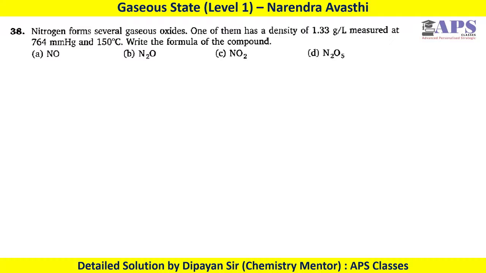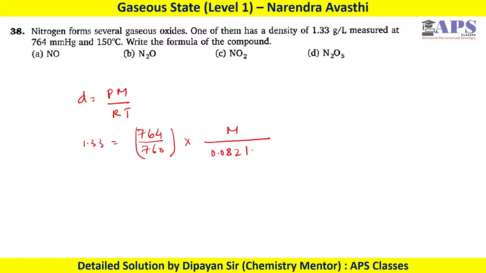In question number 38, nitrogen forms several gaseous oxides. One of them has a density of 1.33 gram per liter, measured at 764 mm of Hg pressure and 150 degrees centigrade. Write the formula of the compound. Okay, so D equal to PM by RT, and according to the problem we can write 1.33 equal to 764 divided by 760 to convert it in atm, into M, molecular weight that we have to find, divided by 0.0821 multiplied by 273 plus 150.